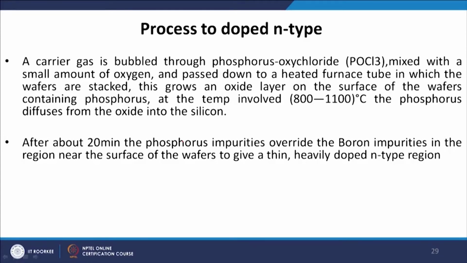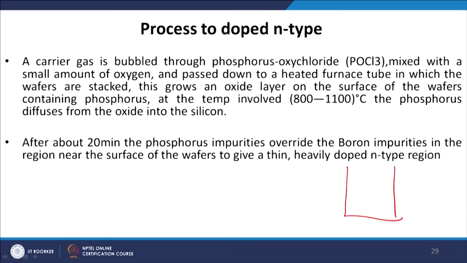A carrier gas is bubbled through phosphorus oxychloride, POCl3, mixed with a small amount of oxygen and passed down to a heated furnace tube in which the wafers are stacked. This grows an oxide layer on the surface of the wafers containing phosphorus. At the temperature involved, 800 to 1000 degrees Celsius, the phosphorus diffuses from the oxide into the silicon.